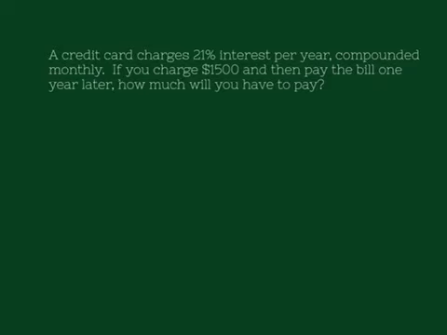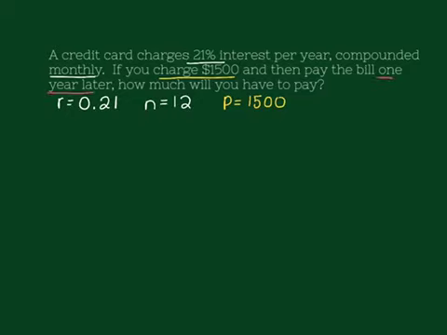Okay, so the next one is similar. We have a credit card company charging 21% interest, so that's R. Remember, we have to divide it by 100 to turn it into a decimal. It's compounded monthly again, so N is also 12 this time. You are initially charging $1,500, so that is P, the initial amount, $1,500. And then time, it says we're going to pay it 1 year later, so t is just 1.